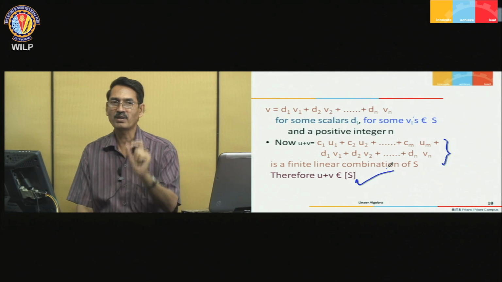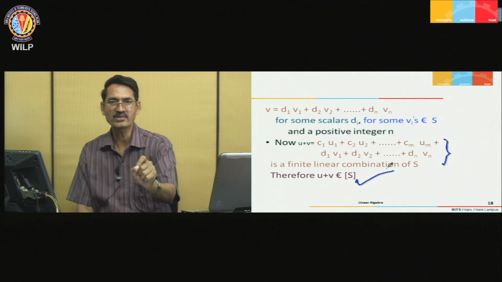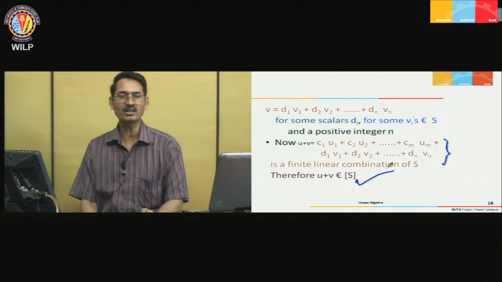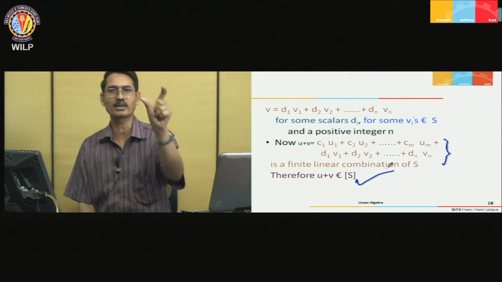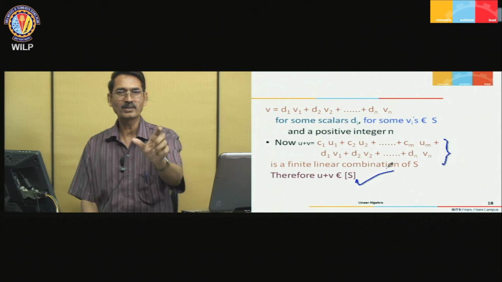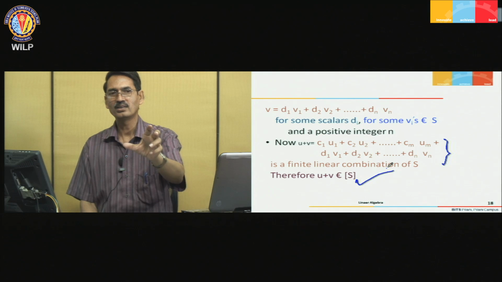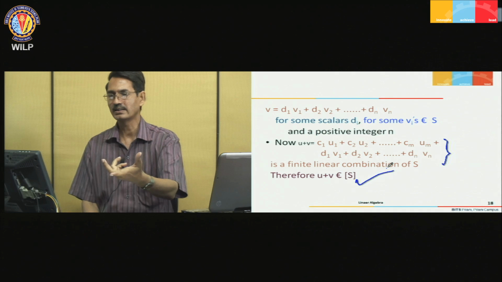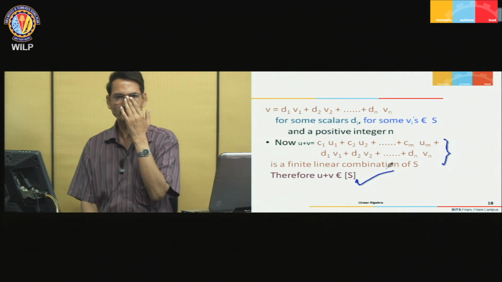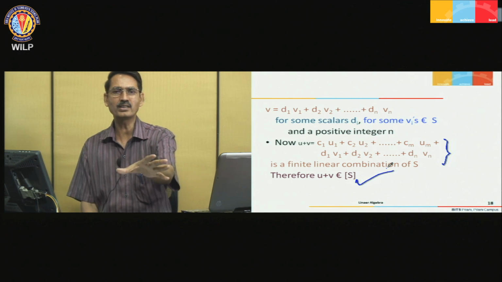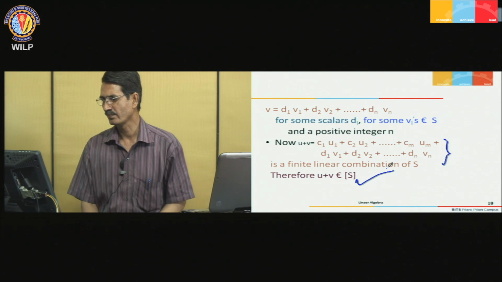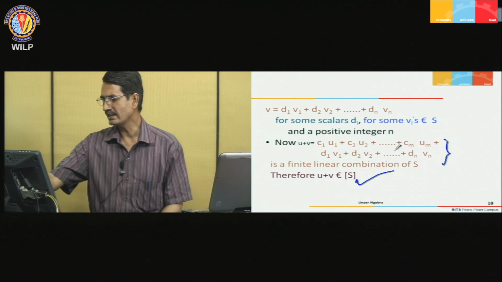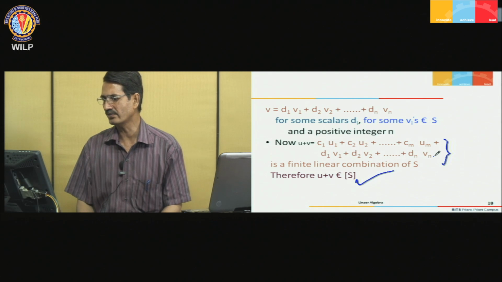Remember here one very important point, whether I mention it or not, linear combination always means finite linear combination. Finite linear combination means take a finite number of elements from the set S, then make a linear combination. We do not talk about infinite linear combinations. So, look here, u plus v is a finite linear combination of the elements of S, therefore u plus v is inside span of S.